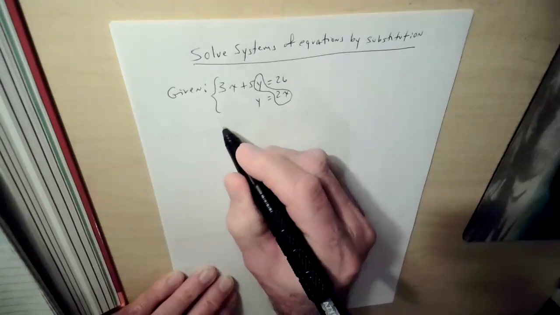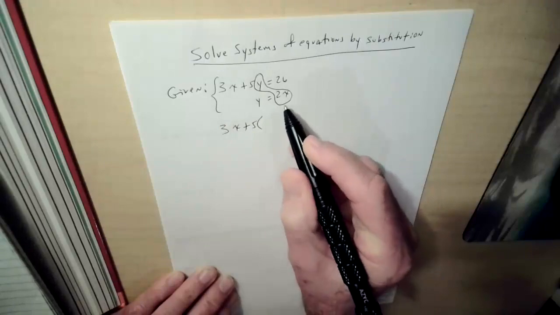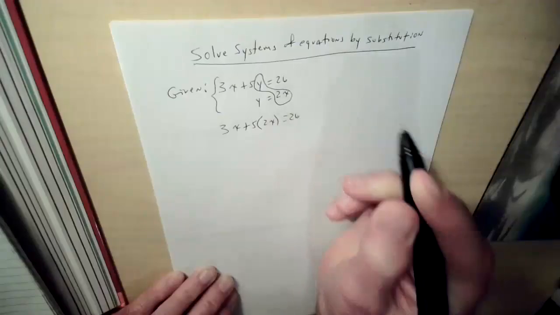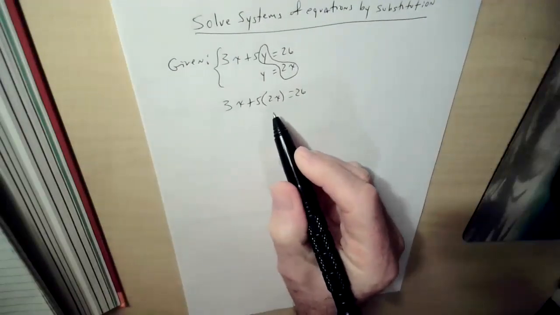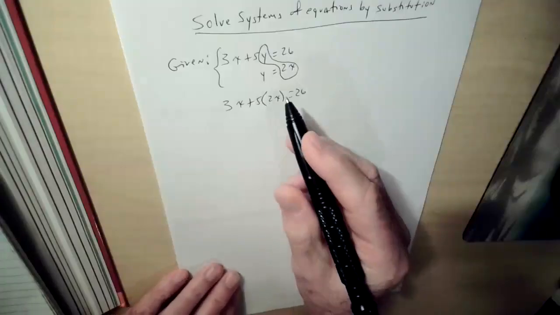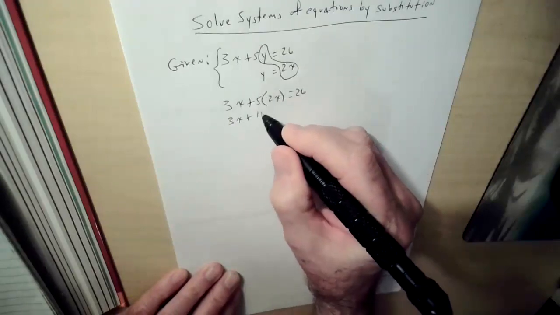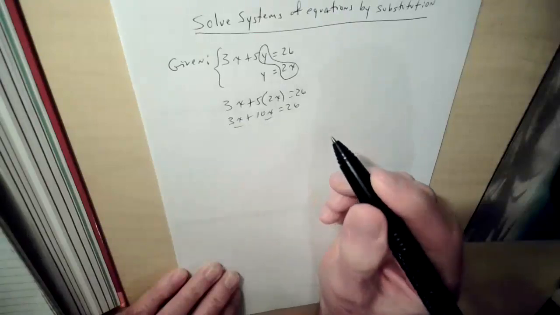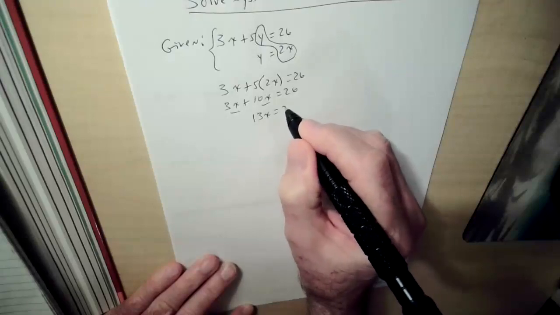So we have this. We have 3x plus 5 times y. Y is 2x, equals 26. Now we have one variable, and we can deal with that. So we do order of operations. We have 3x plus 5 times 2x is 10x equals 26. Combine like terms. We have 13x equals 26.